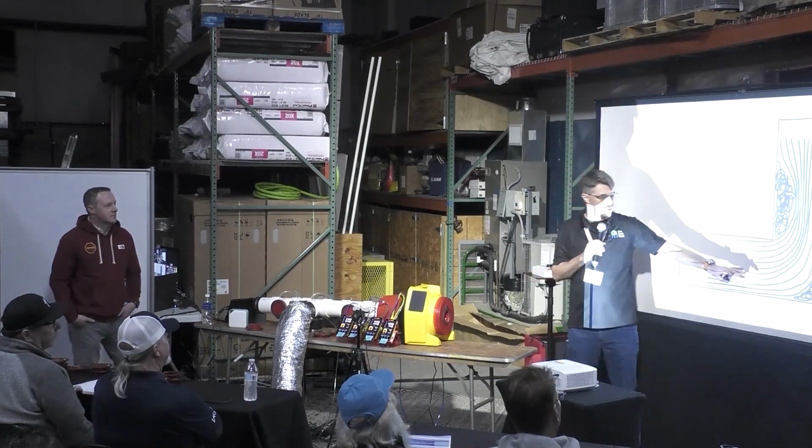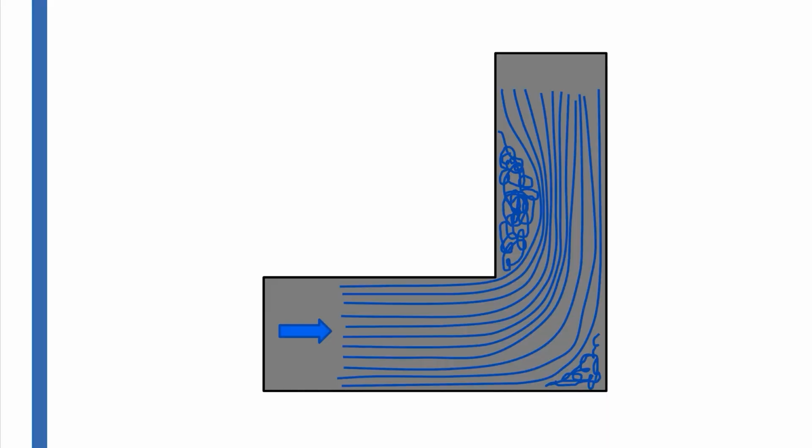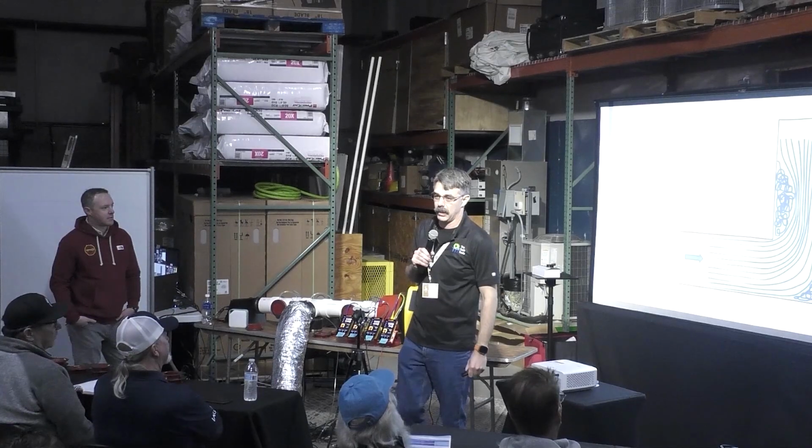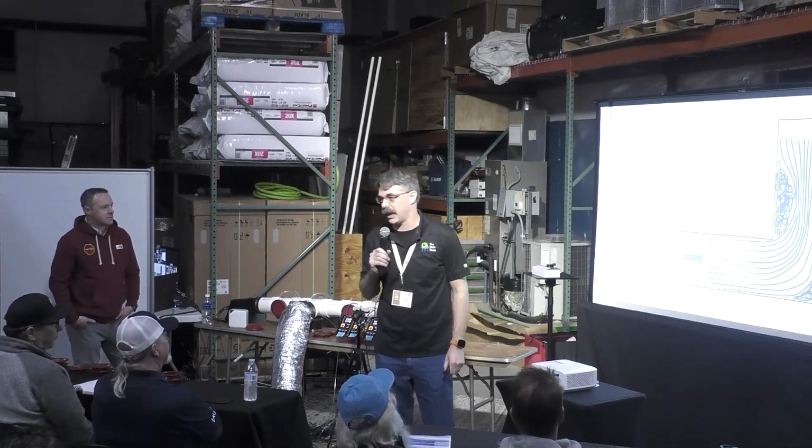I like to think of these as streets with cars on them. If we have a nice long sweeping bend, that air moves really smooth around that. I think about a NASCAR track. How many sharp right angle corners do you have on a NASCAR track?